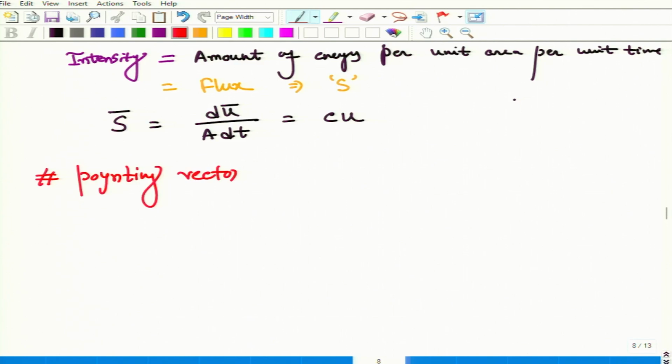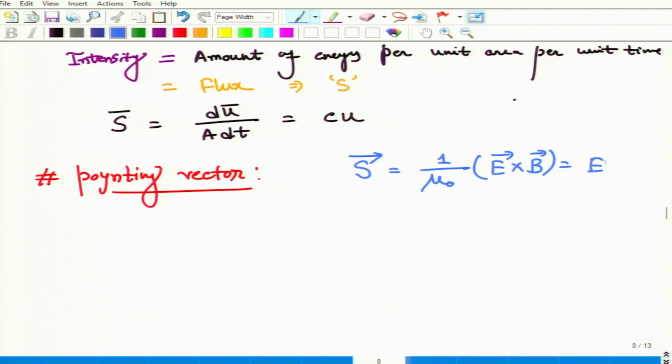I discussed the Poynting vector a little bit last class. Here let me discuss it in detail. The Poynting vector is also denoted by S. It is defined as 1 by mu naught E cross B, or we can write it just by this. This is the Poynting vector.